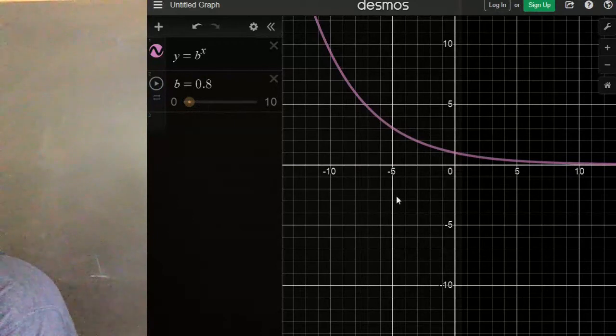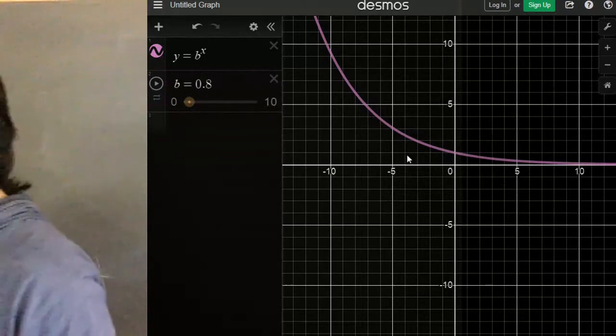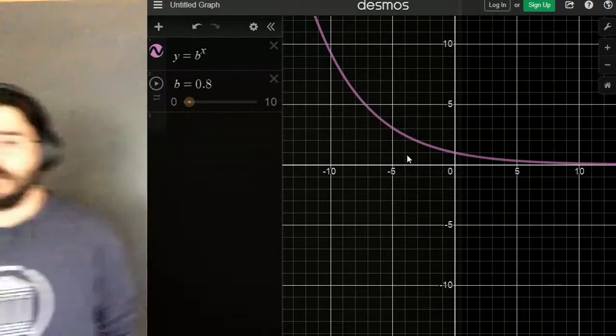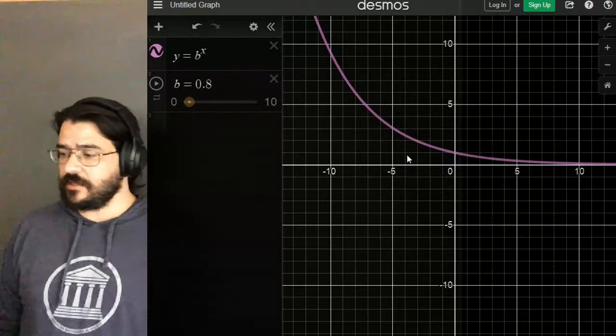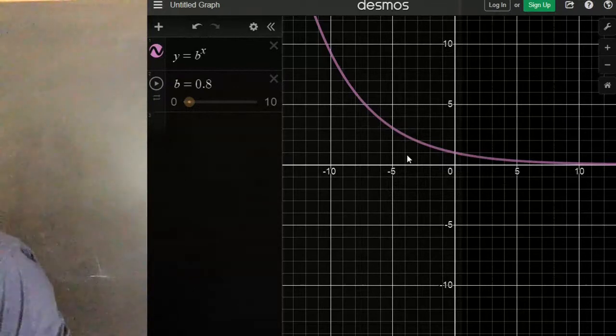In each case, we saw that the domain was negative infinity to infinity. The range was 0 to infinity, if the a was positive. In this case, the a is 1, so the range here is 0 to infinity. And there's a horizontal asymptote along the x-axis, so it never gets negative, right? It never dips below this x-axis.